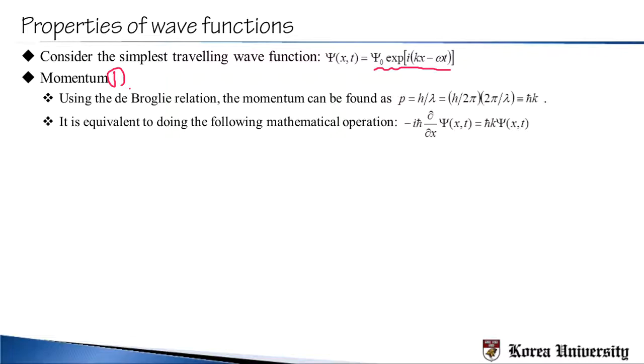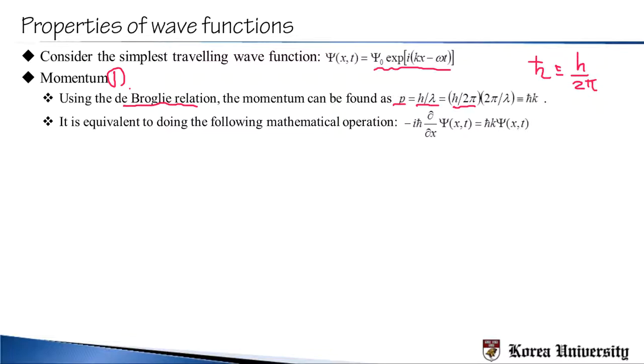For the matter wave, we have to use the de Broglie relationship, and using it, the momentum of the matter wave can be written as the Planck constant divided by the wavelength. If you divide the Planck constant by 2 pi, we represent it using a different symbol. We call it h bar, which is actually equal to the Planck constant divided by 2 pi.